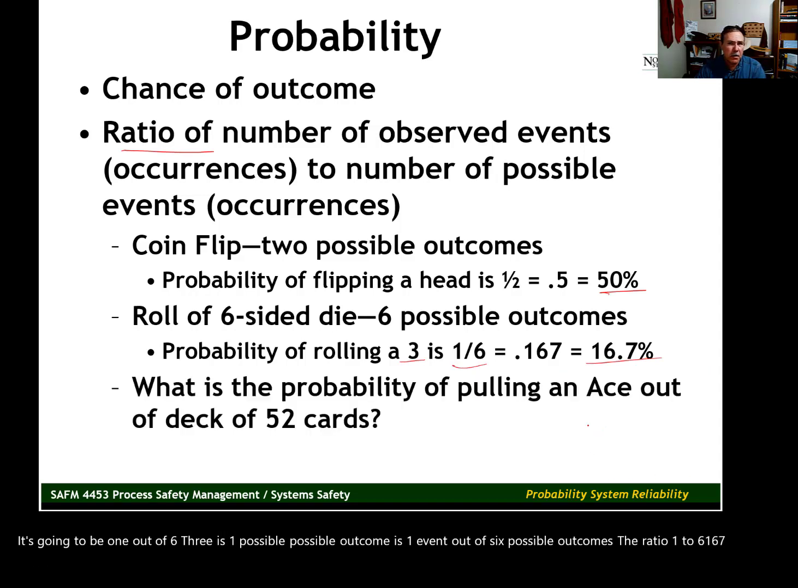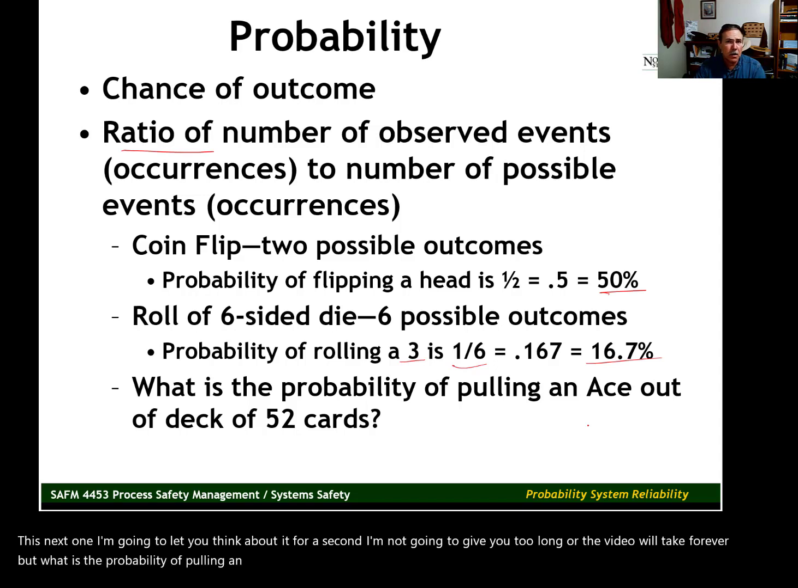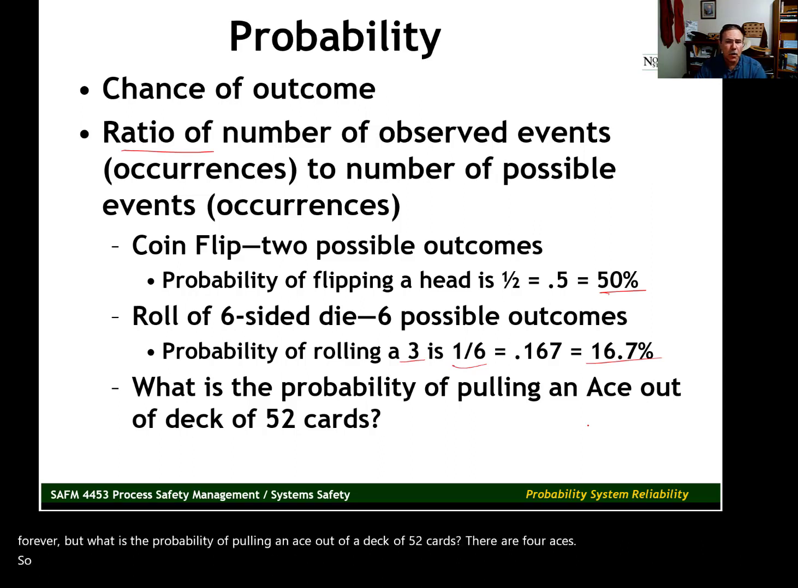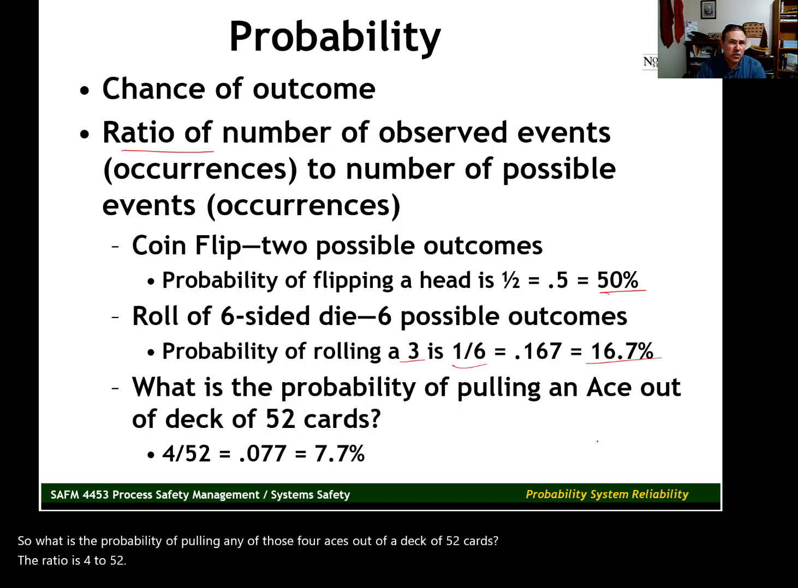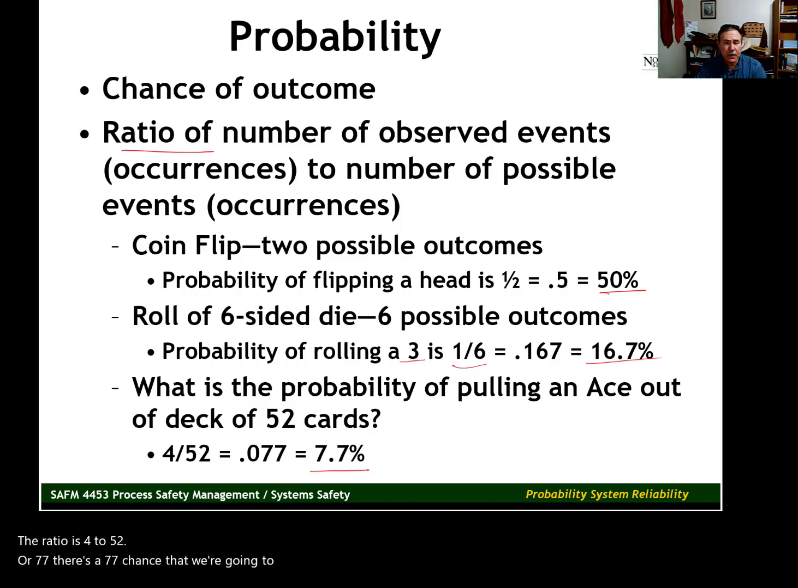This next one, I'm going to let you think about it for a second. I'm not going to give you too long or the video will take forever. But what is the probability of pulling an ace out of a deck of 52 cards? There are 4 aces. So what is the probability of pulling any of those 4 aces out of a deck of 52 cards? Okay. The ratio is 4 to 52, or 7.7%. There's a 7.7% chance that we're going to pull any ace out of a deck of 52 cards.